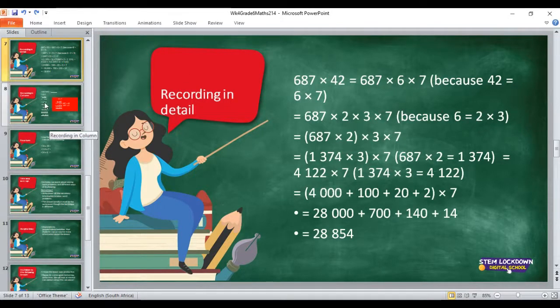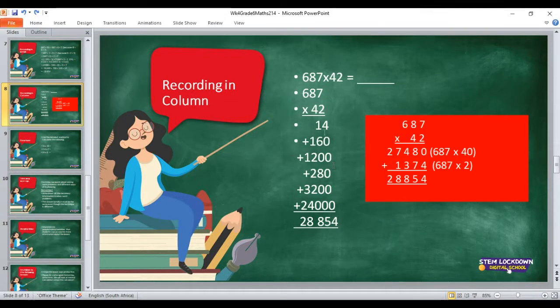Now let's look at the, sorry, before we do the exercise, I skipped a slide, sorry. Now this one is recording in column. Here we are using the same factors that we used on the detailed recording, okay? We have 687 multiplied by 42. So what happens on the recording column is that we write the total number 687. At the bottom, we write our multiplication sign and the factor, which is 42. You make your line under the multiplication sign and 42.